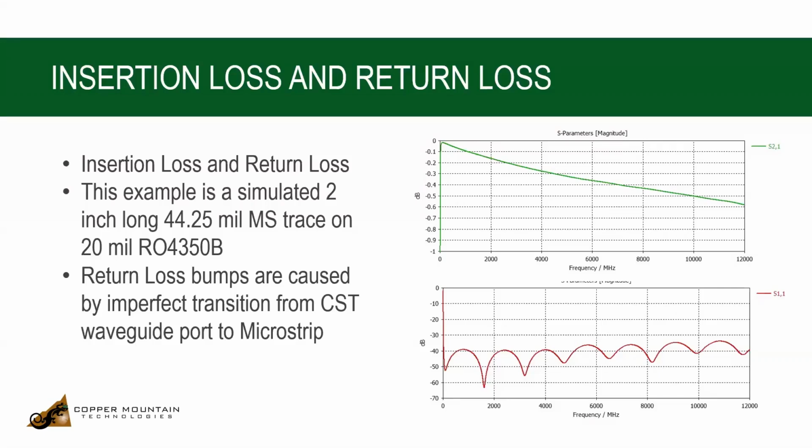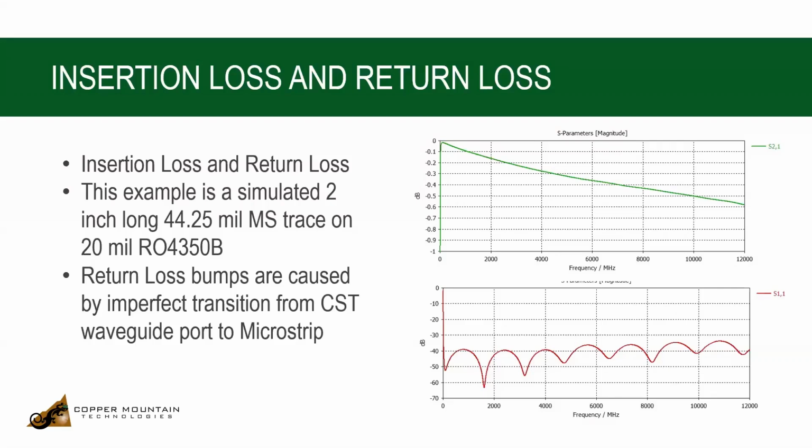Where do those come from? Well, my simulation has the 2-inch long trace. It has a port on one side, port 1, and port 2 on the other side. There is a small reflection as the signal leaves port 1 and enters the trace because the trace is not perfectly 50 ohms, it's close. So there's a reflection back into port 1 from there.